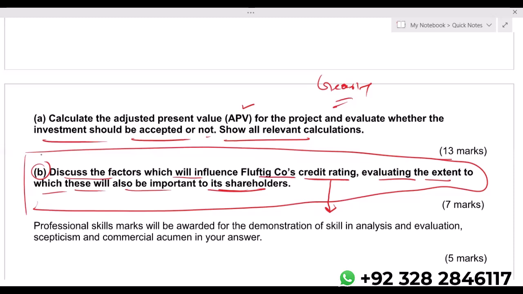In part A, we have to calculate APV. But students, before calculating APV, I have to take a prayer break. So we will resume the class within, I would say, 20 minutes. So within 20 minutes, inshallah, we'll resume the class.